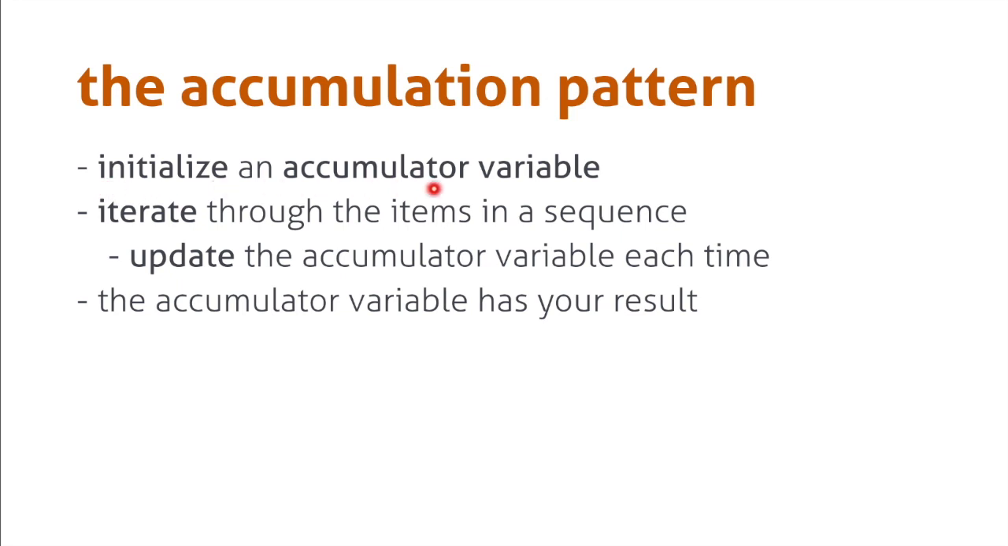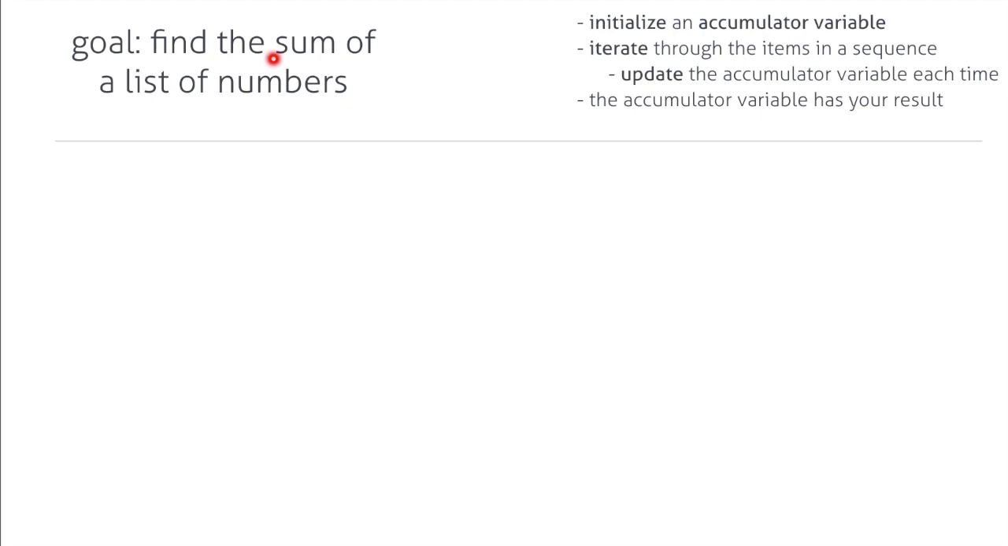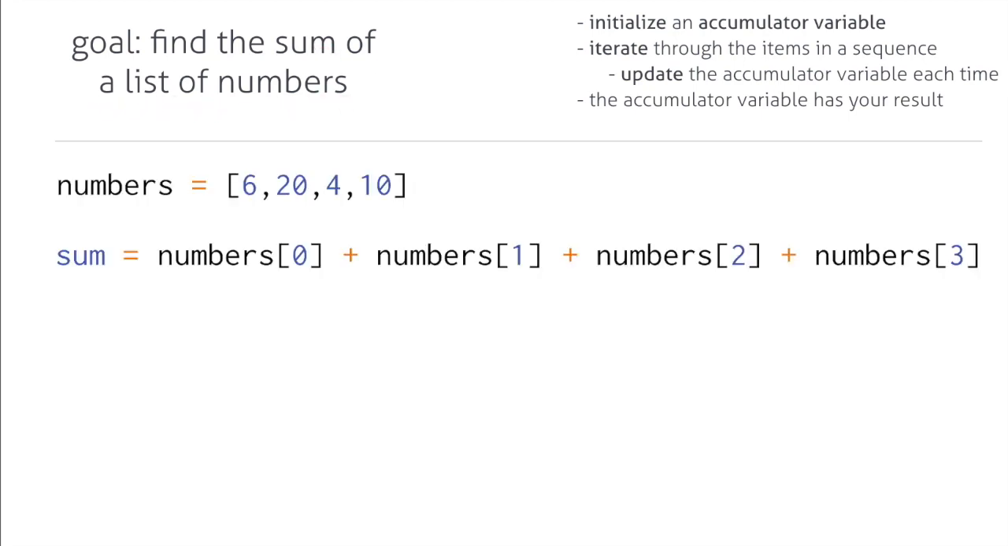First, we initialize an accumulator variable, then we iterate through all of the items in the sequence, and for every item, we update our accumulator variable, and in the end, our accumulator variable has our result. But for every kind of problem that we're going to solve using the accumulation pattern, we need to adapt its steps for that problem. So let's apply this to the problem of finding the sum of a list of numbers.